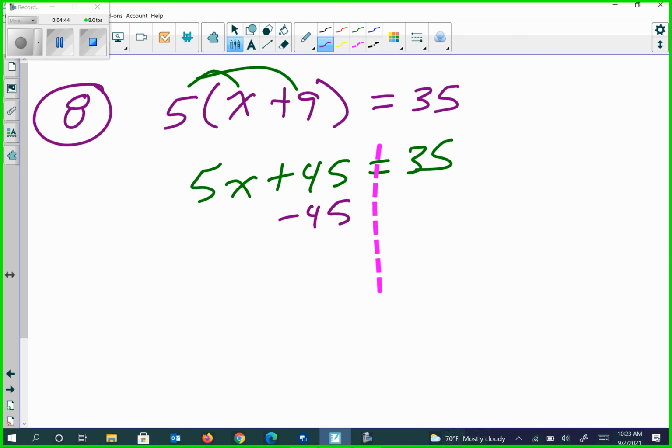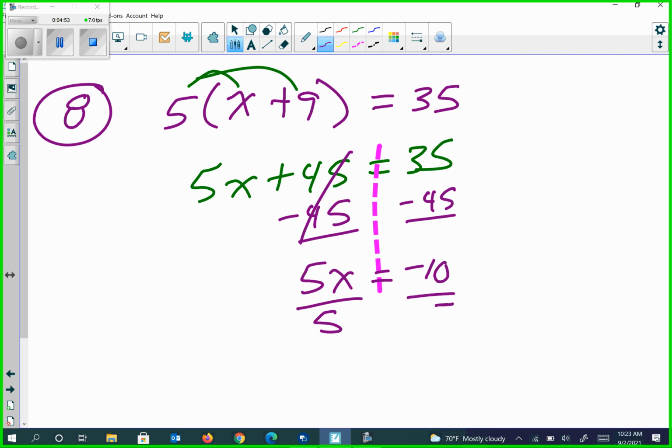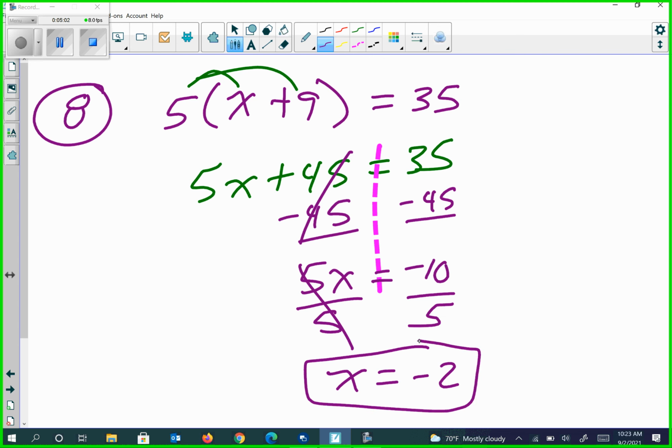Subtract 45 from both sides. 35 minus 45, I think, is -10. Then divide by 5, divide by 5. Those cancel, so x equals -2. And that's done.